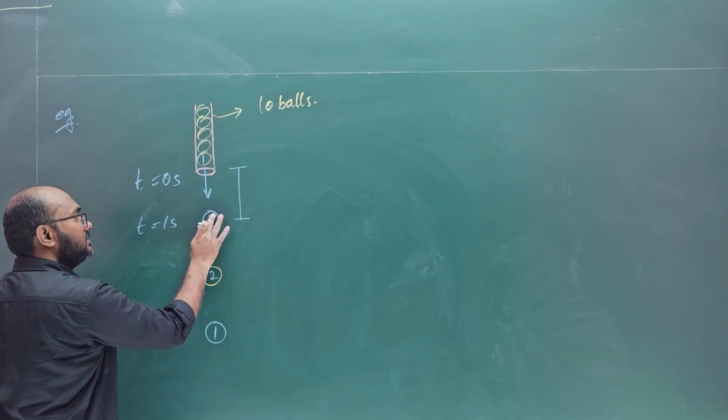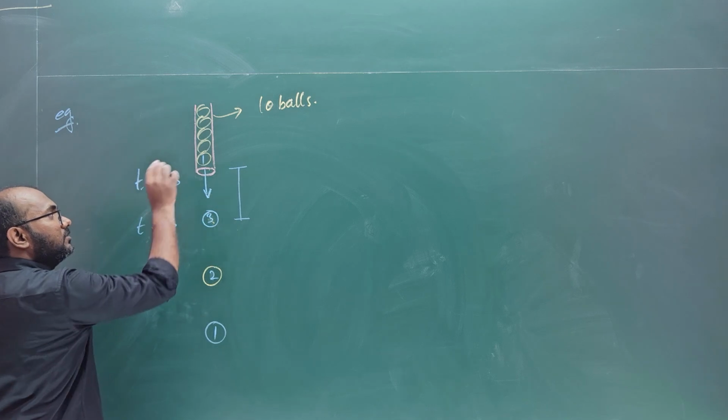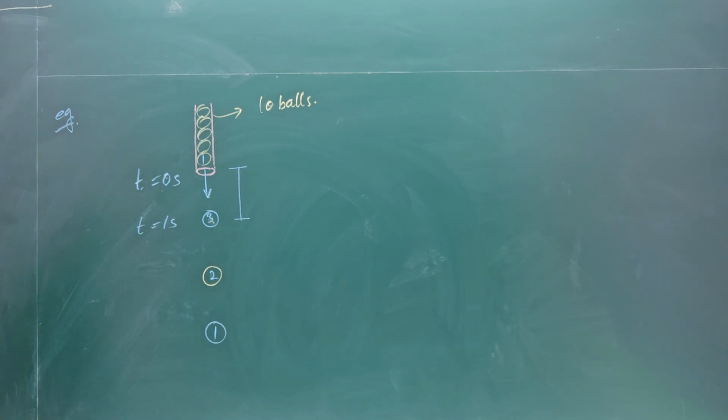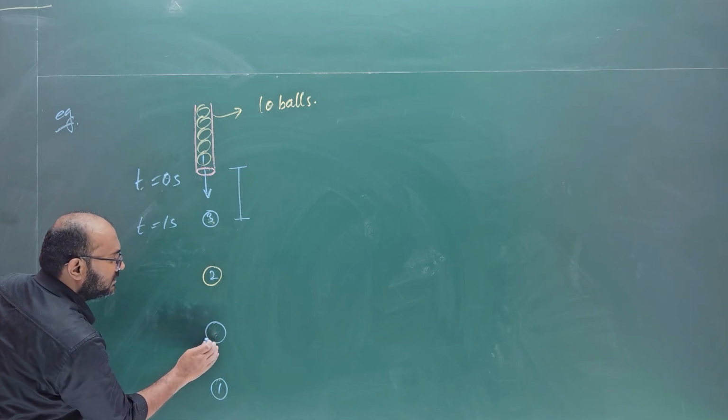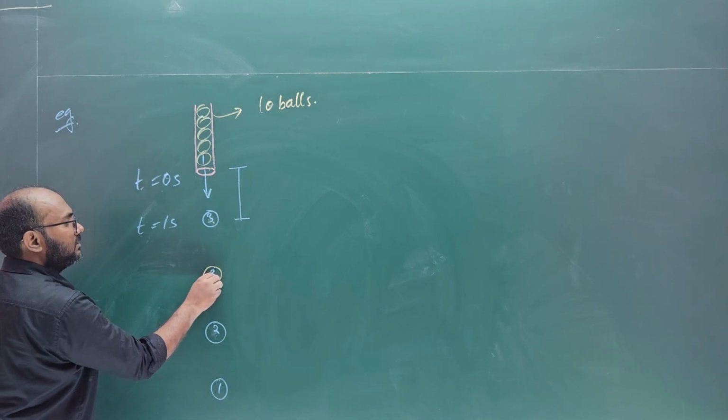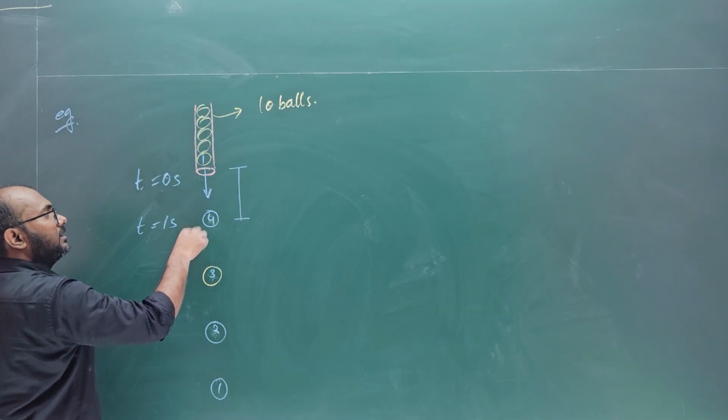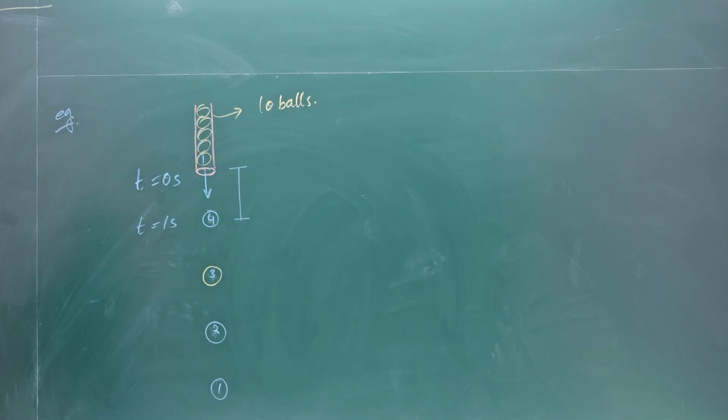Okay, after one more second, this first ball will reach here. The second is reaching here. The third is reaching here. Fourth is ready to be released. Did you get my point? Okay, I consider after one more second, first ball is here, second ball is here, third ball is here, fourth ball will be here, and fifth ball is ready to move. Fifth ball is ready to move after what seconds?